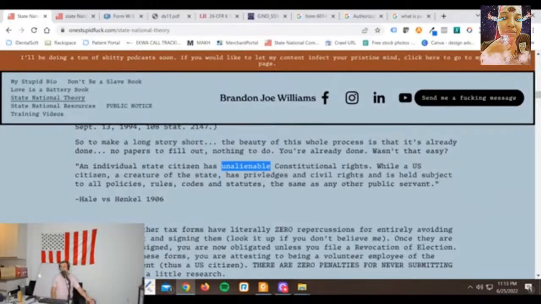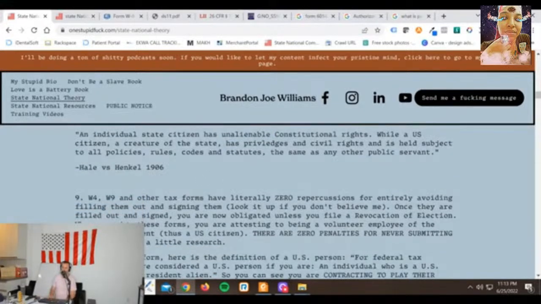That's because you are a slave to the system. You're a U.S. citizen. So once you've been found guilty in a court of law of a felony, they lien your rights. They take them away and put conditions on your rights. So an individual state citizen has unalienable constitutional rights, while a U.S. citizen, a creature of the state, has privileges and civil rights and is held subject to all policies, rules, codes, and statutes, the same as any other public servant, right?